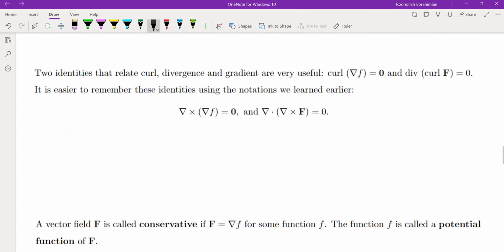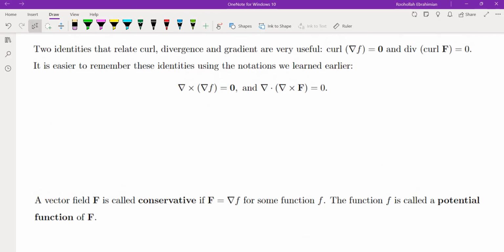Let's now look at two important identities. Two important identities that relate curl, divergence, and gradient are very useful. Curl of gradient is 0 and divergence of curl is 0 also. So these two identities are easier to remember using the notations that we saw before. So this guy is curl of gradient of f.